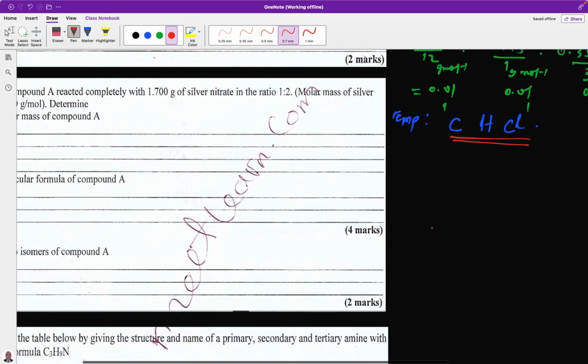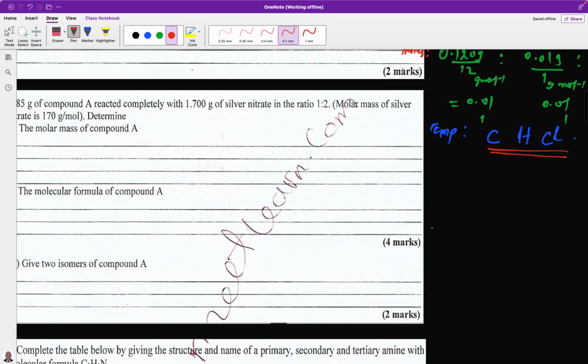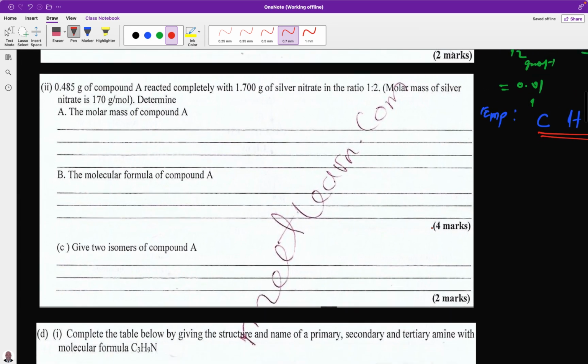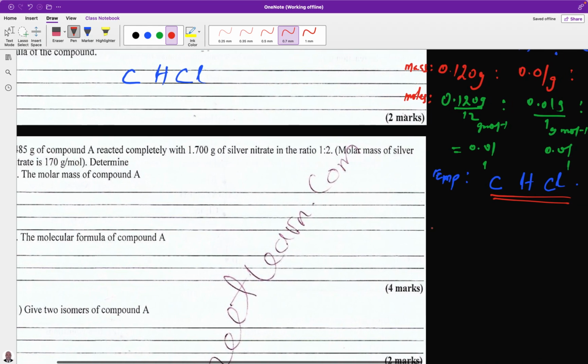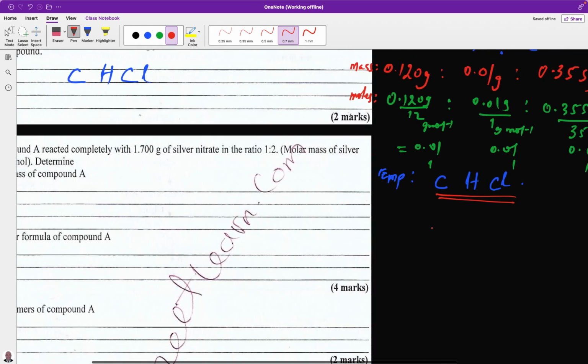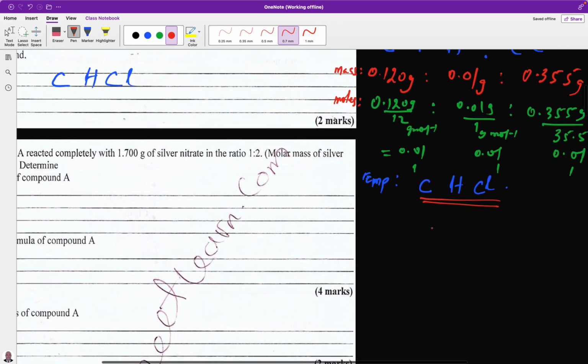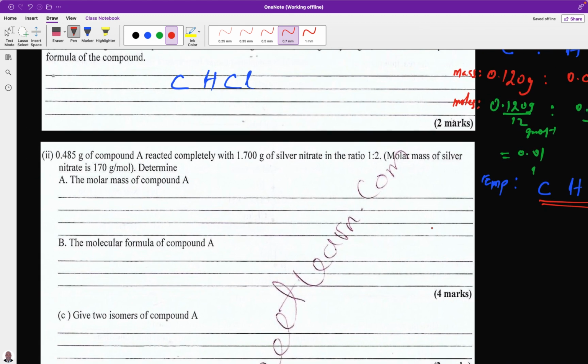It takes us to the other section. We are told, that is the empirical formula. Then 2, 0.485 gram of compound A reacted completely with 1.7 gram of silver nitrate in the ratio 1:2. The molar mass of silver nitrate is 170 gram per mole. Determine the molecular mass of A.